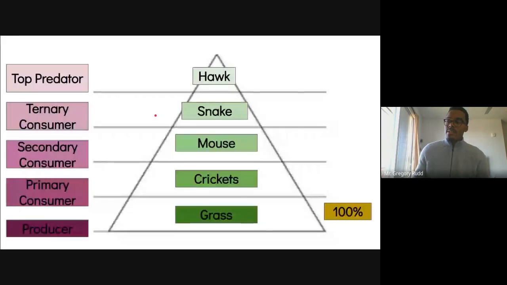So if the grass starts off with 100% of the energy coming from the sun, how much is going to be available to the crickets?